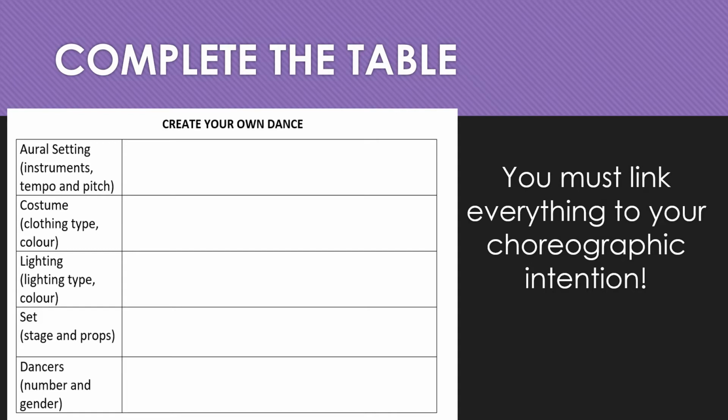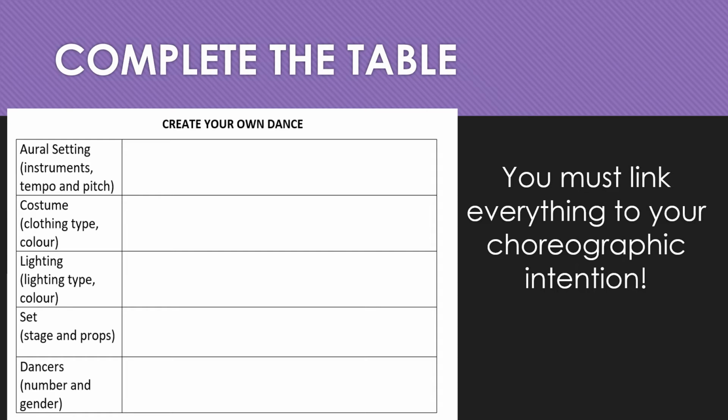So you'll want to describe the instruments, the tempo, which means the speed of the music, and the pitch, which means how high or low the sounds are. So switching on your music brain, you will be describing a made up piece of oral setting to go with your dance. And make sure this is not just a random piece of music. Remember, this links to your dance, your choreographic intention. It must make sense.